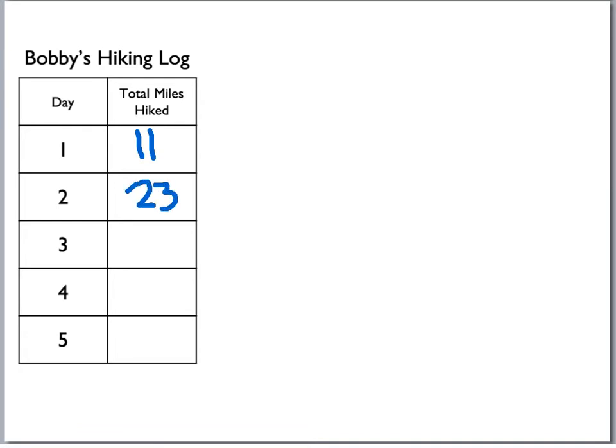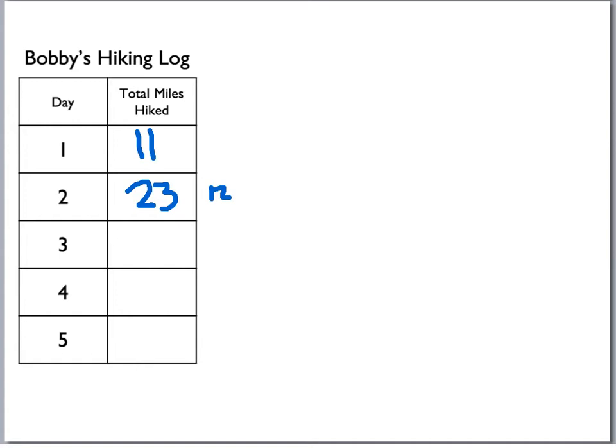So can you tell me how many miles he hiked on day 2? Not 23, that was the total. How would you figure out how many he hiked on that day? That would be 12, right? 11 plus 12 would get you to 23.